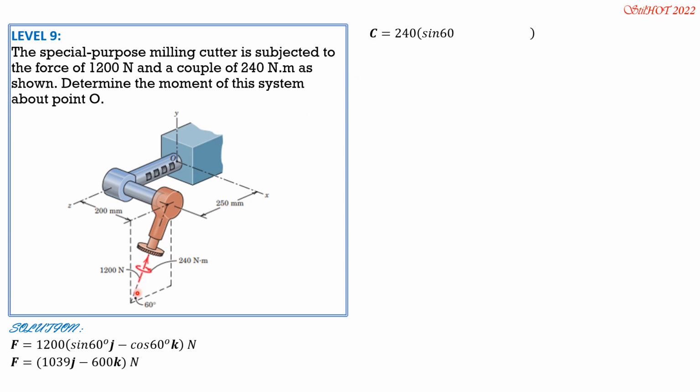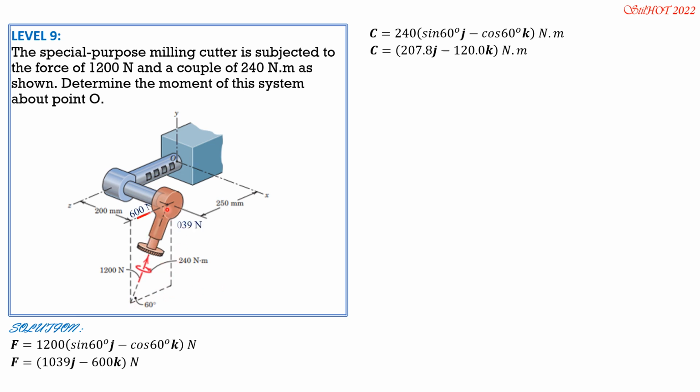So for the couple, your right thumb should be in that direction. Imagine this is a double arrow instead of the curling. So right thumb in that direction, then curl it. Your right thumb will be pointing in that direction. So the components of the couple would be along Y positive and along Z negative. So it is 240 sine of 60 J, again positive along Y, then negative along Z, cosine 60 K. So the couple is 207.8J minus 120K Newton meter. Now how about the moment of these components?